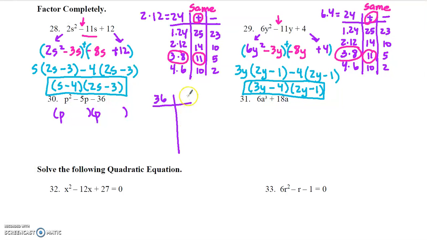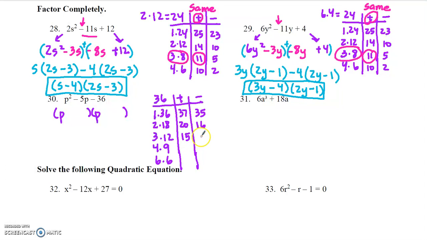So I have 36. That means I have 1 times 36, 2 times 18, 3 times 12, 4 times 9, and 6 times 6. So I will add and I will subtract, for each pair. And I am looking for my middle term of 5.